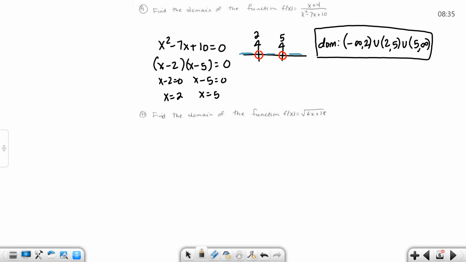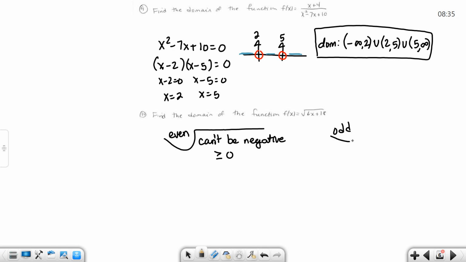Number 10, find the domain for f of x equals square root of 6x plus 18. Now this time we have a radical function. When we have a radical function, if we have an even index, then whatever sits under that radical cannot be negative. Well, if it can't be negative, that means it has to be 0 or greater. So greater than or equal to 0.